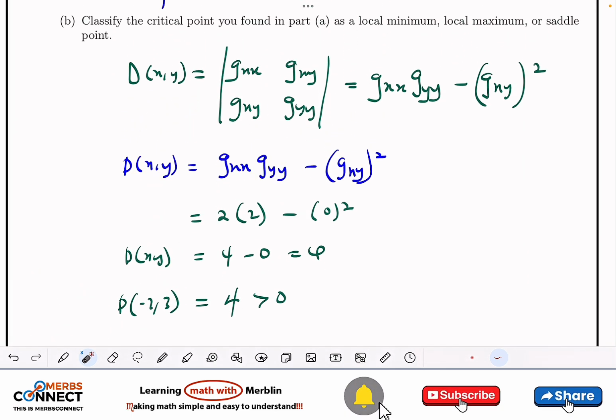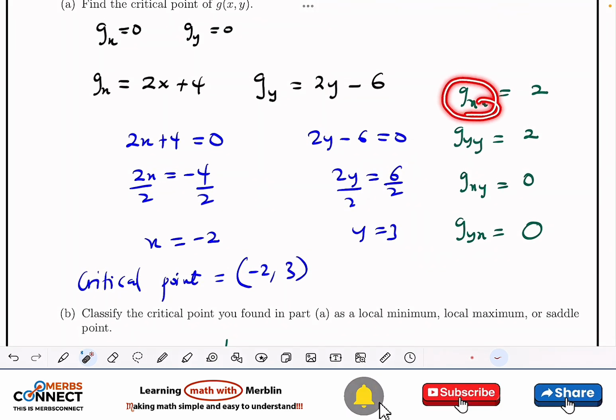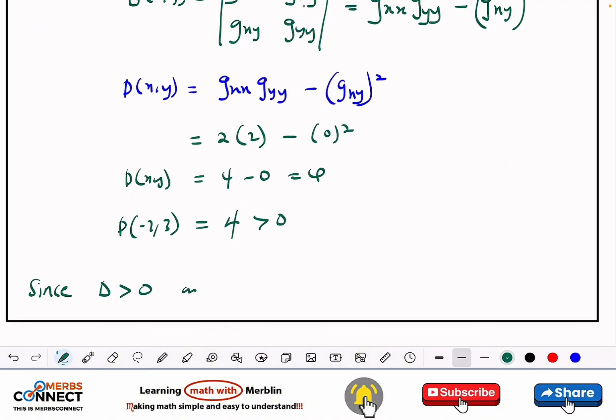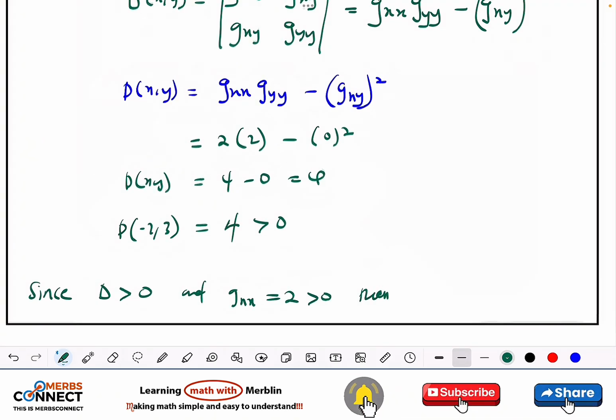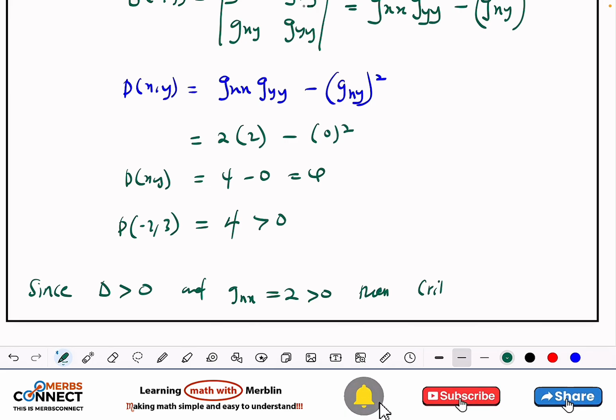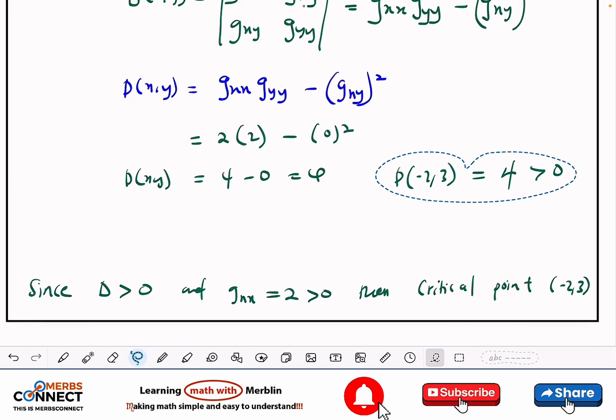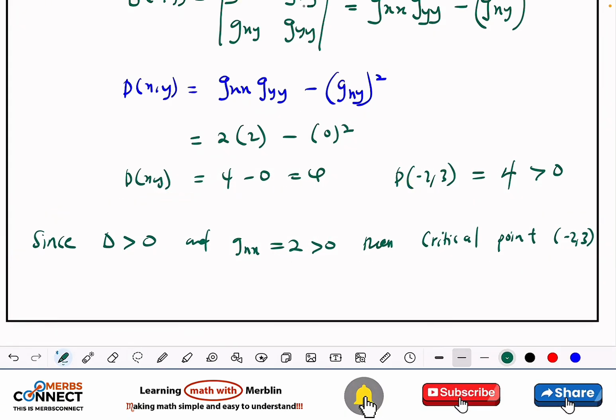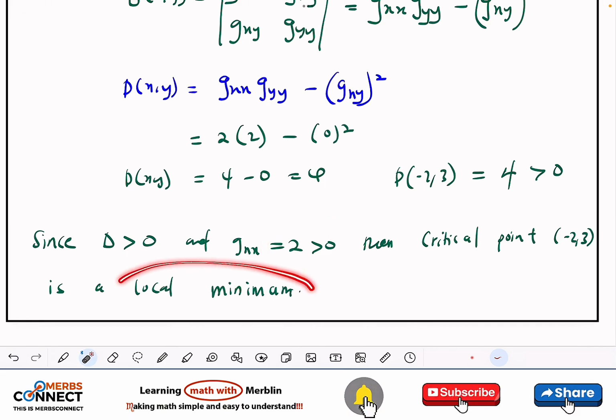But we need to compare D and g_xx. Since D is positive and g_xx is also positive because it's equal to 2, what do we have? The critical point, (-2, 3), is a local minimum. Let me shift this here so that I can finish my conclusion. Good. So this is positive, and this is also positive, so we are going to have a local minimum.